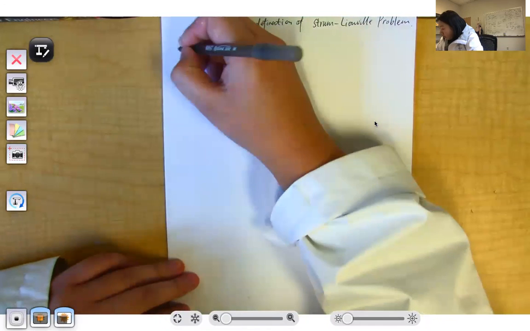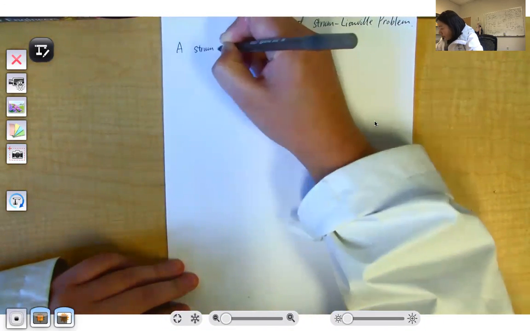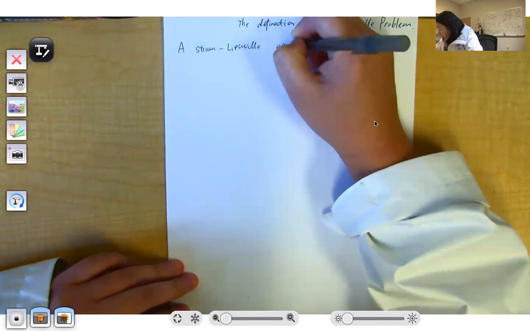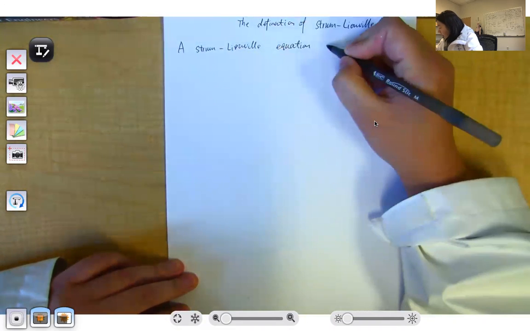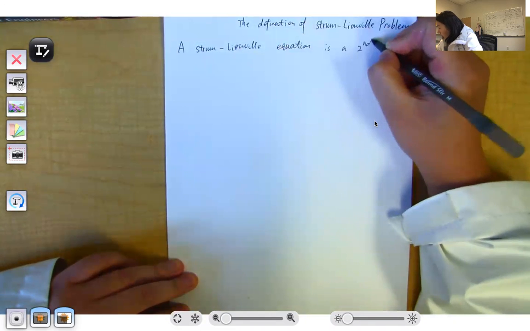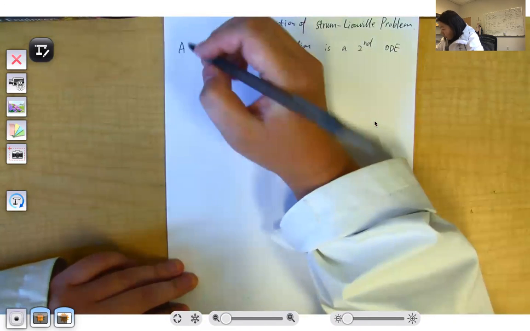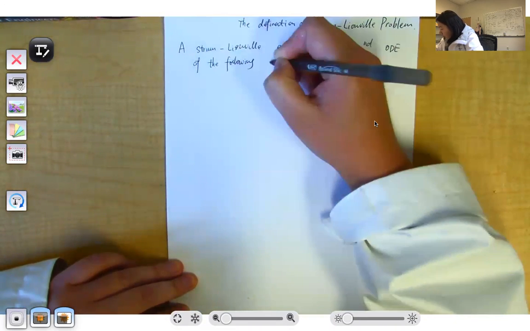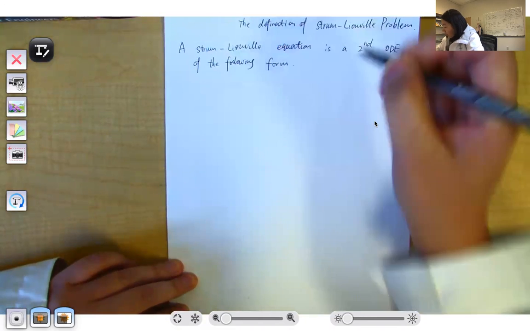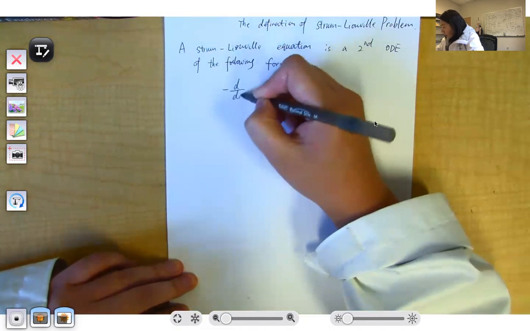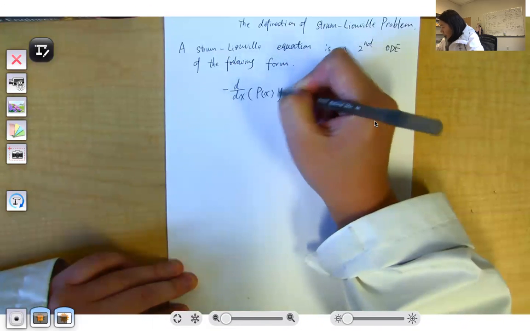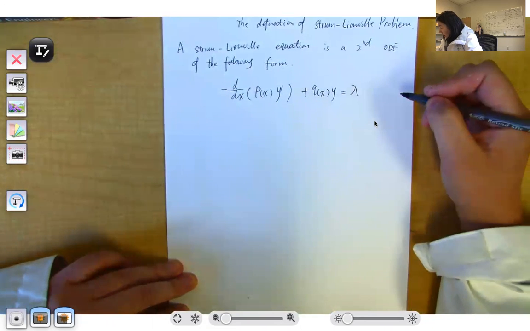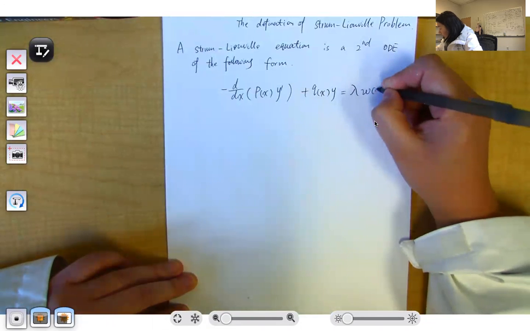Okay, so a Sturm-Liouville equation, as per the definition, is a second order ODE of the following form. You have negative d over dx of p(x) y prime, plus q(x) y, equals lambda omega(x) y.